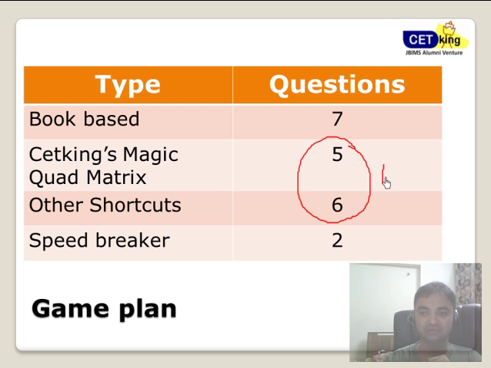So 11 questions I'm talking about here, which you could easily have done with the shortcuts, out of those 21 questions. Almost 50% from this. Plus 7 from the book-based ones, so probably 18 questions could have been done out of the 21 questions which were there in the exam.